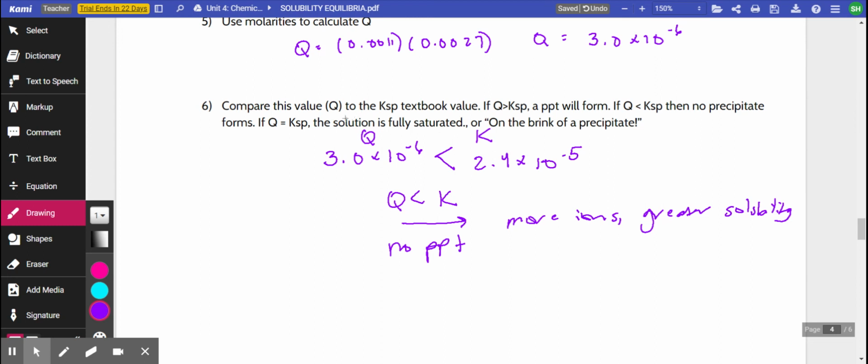You compare Q to the Ksp lookup value, and it is temperature dependent, so you do have to check. If Q is greater than K, a precipitate will form. If Q is less than K, then you get no precipitate. If these are equal, it is fully saturated, or think of it as being on the brink of precipitation.